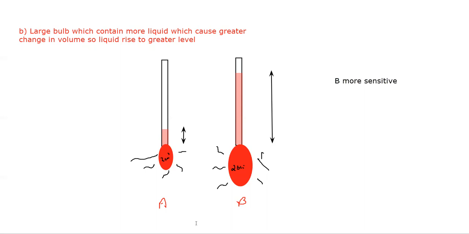Is it clear till now? Or you can also use, yes, any question? Or you can use a liquid with low density or greater expansion rate. For example, the common liquids which we normally use are mercury and alcohol.